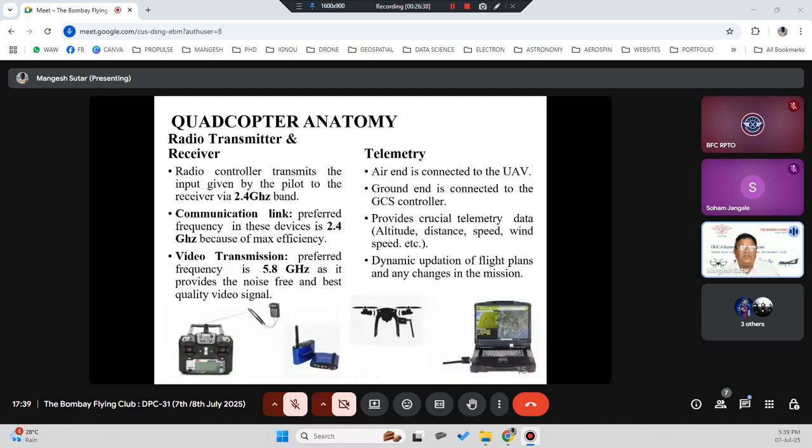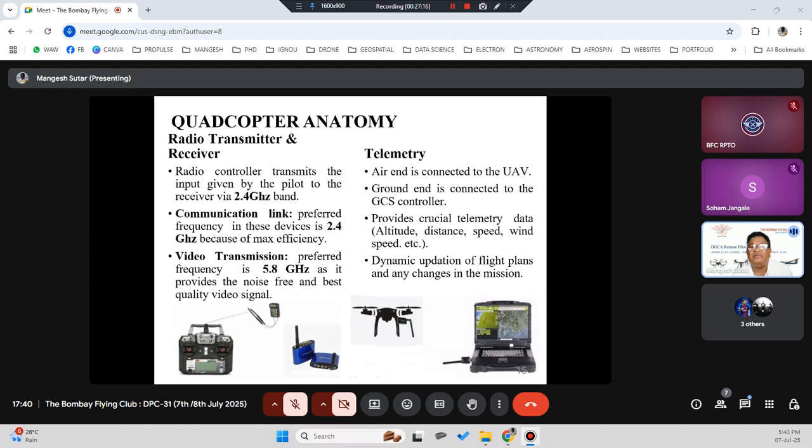Okay. Then your radio transmitter and receiver. As I said earlier, the radio controller transmits the input given by the pilot to the receiver via 2.4 gigahertz. So that is the ultra high frequency range, what I said, right? So the communication link preferred frequency in this device is 2.4 gigahertz because of max frequency. You can set your own frequency also. If you don't want to use 2.4, you want to communicate on 2.2, you can do that also. Okay, if you want to change, you can customize your own frequency communication. But then a lot of devices you need to modify accordingly. So standardized is 2.4 gigahertz.